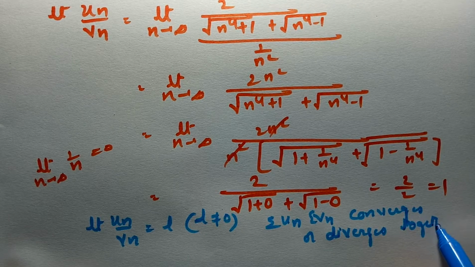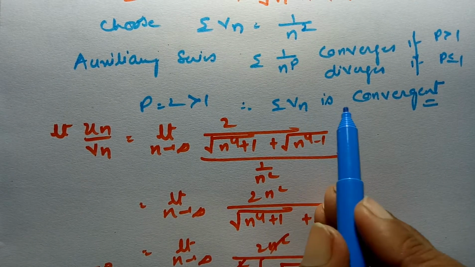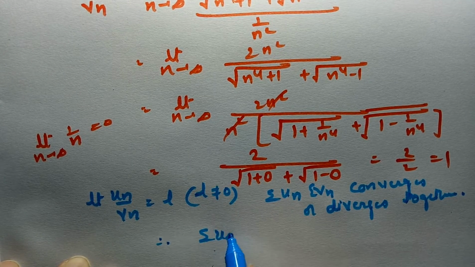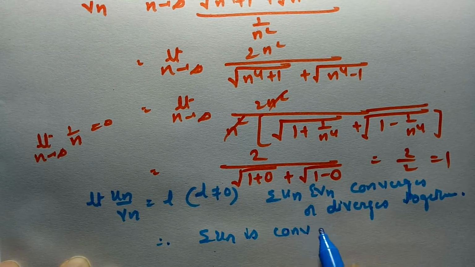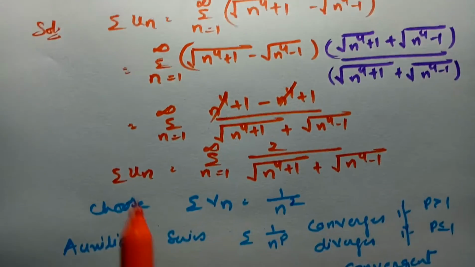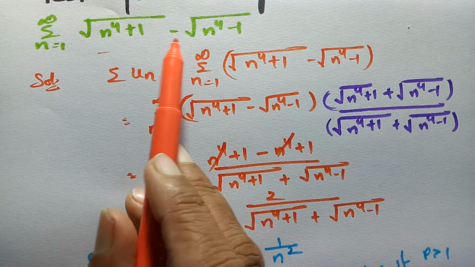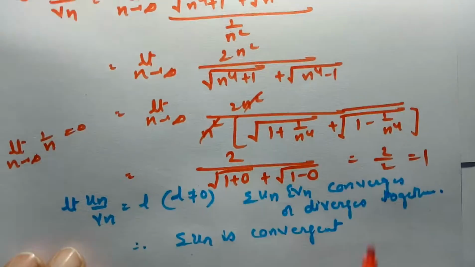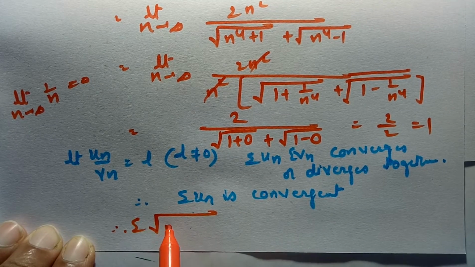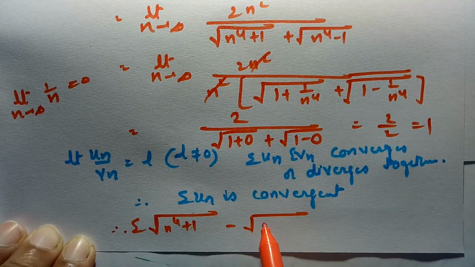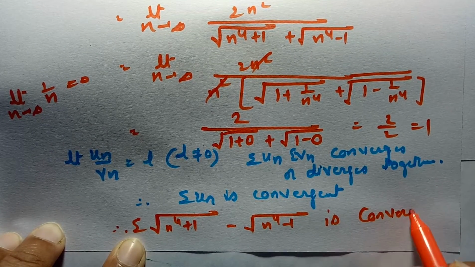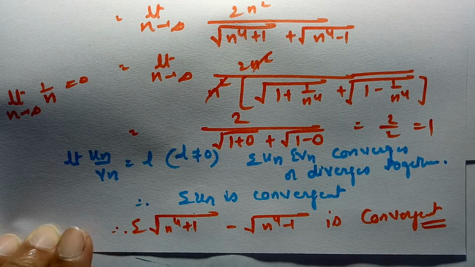Together, therefore, here sigma Vn is convergent. From the comparison test, sigma Un is convergent. So what is our sigma Un? Sigma Un is nothing but the question: root of n^4 + 1 minus root of n^4 - 1. Therefore sigma of root of n^4 + 1 minus root of n^4 - 1 is convergent, from which test? Comparison test.